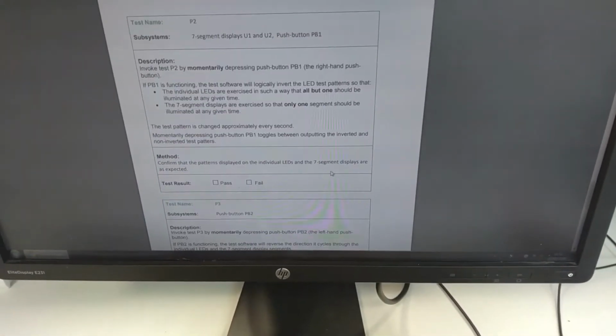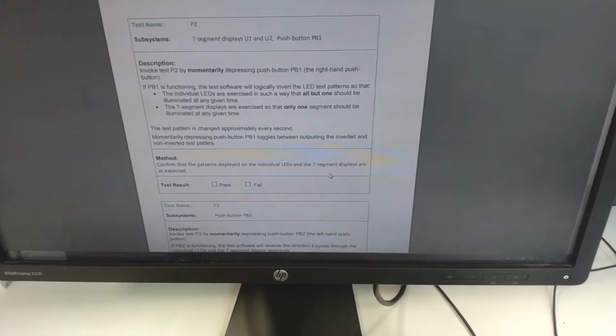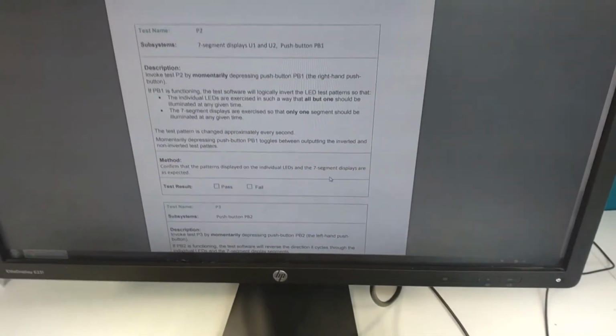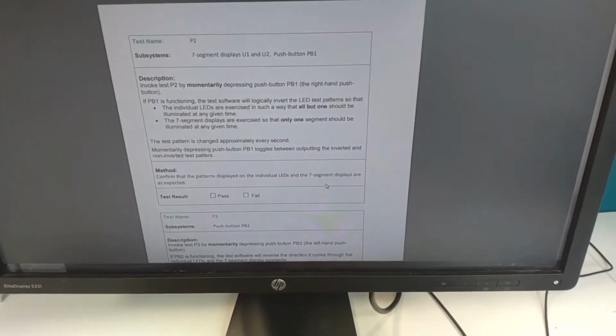Next mission, P2. It asks us to test whether the push button PB1 is functioning right by pushing it.